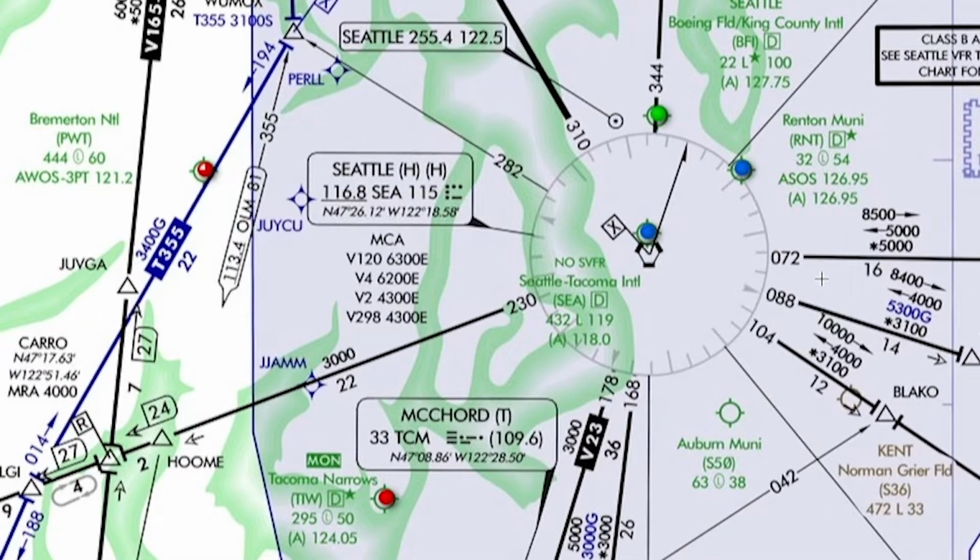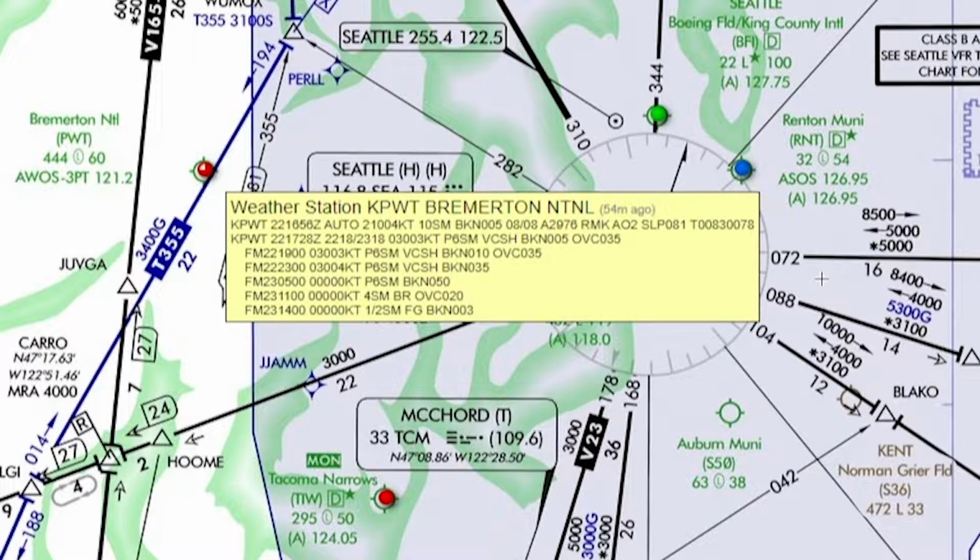Now conditions at Bremerton are actually quite a bit worse. 210 at 4 knots, so we'll want to shoot the 20 approach. That's going to give us headwinds. Visibility is good at 10 statute miles, but the problem is the cloud deck's broken at 500. So minimums are low, right? 500 feet above the ground is where the clouds are.